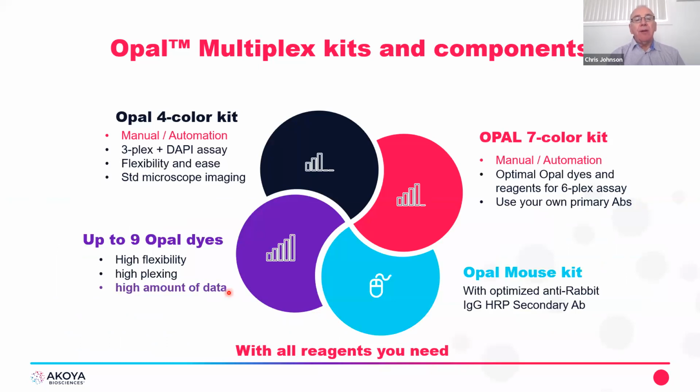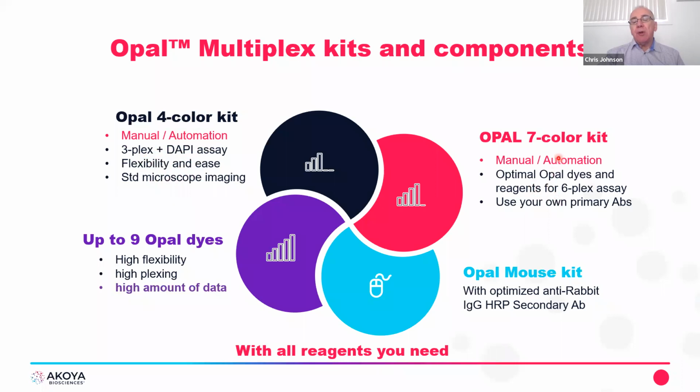So we can supply it as kits or as components. So we can have a 4-color kit. Now, a 4-color kit has been designed for your standard fluorescence microscope with generally maybe 4 fluorescent filters on board. So this allows us to get good spectral separation, but still allows us to do quite easy multiplex for the standard microscope system.